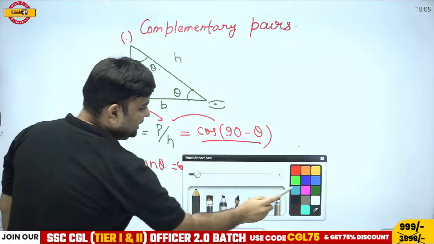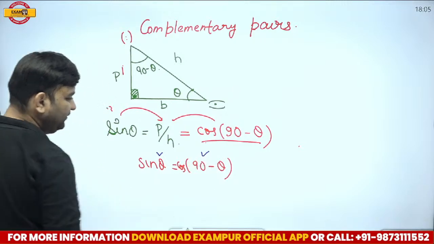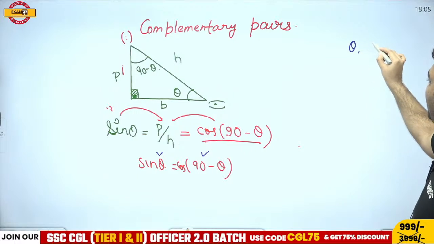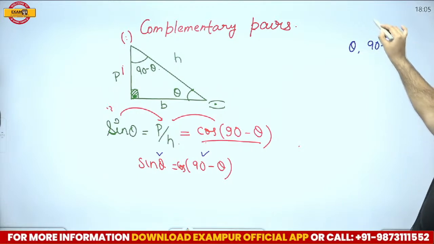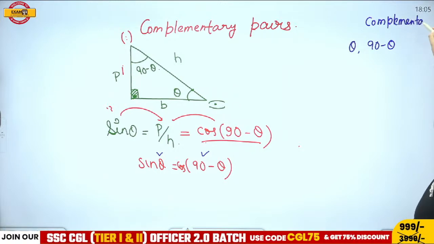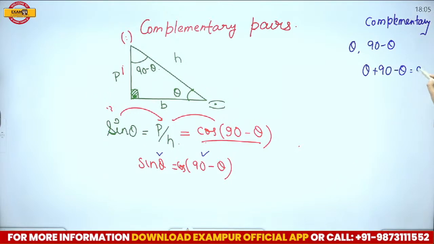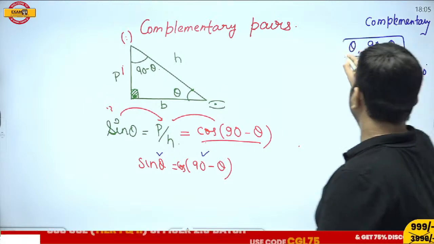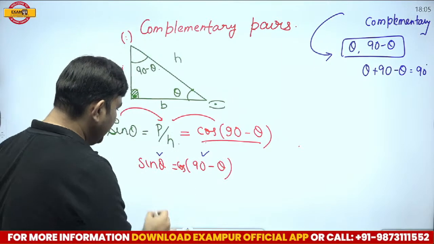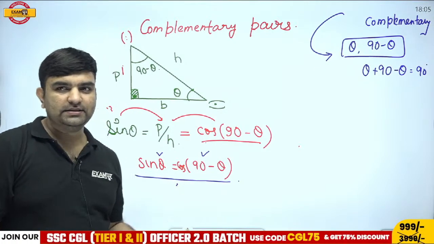Now what is the result that comes from here? The result is, if angles are complementary, meaning theta and 90 minus theta are complementary angles because their sum is 90, then sine is equal to cos.